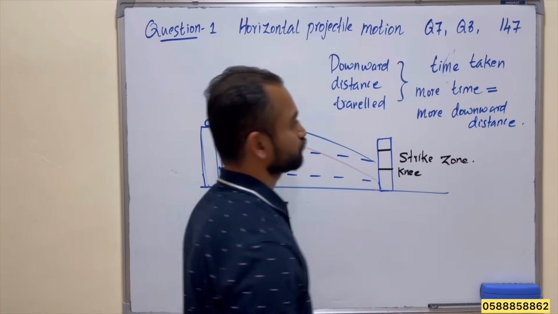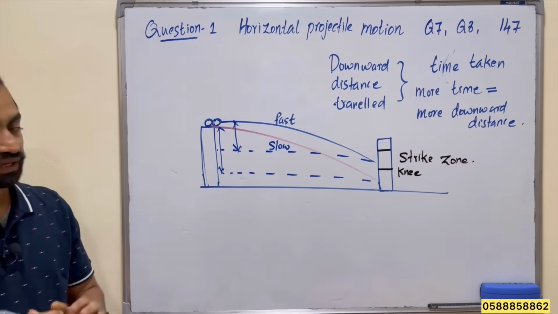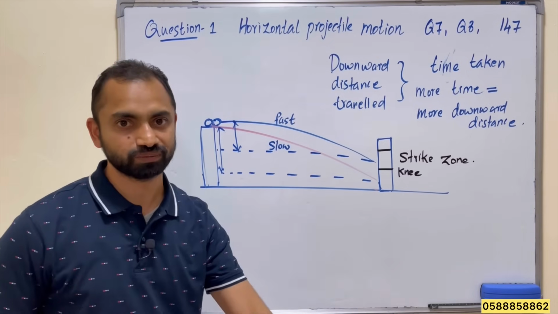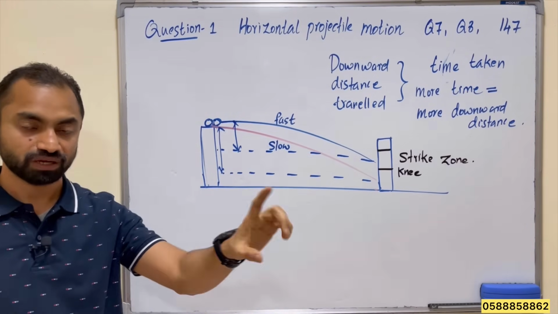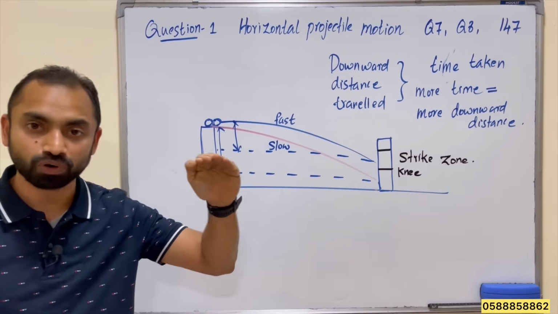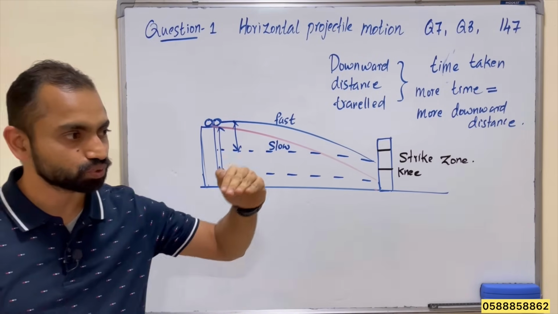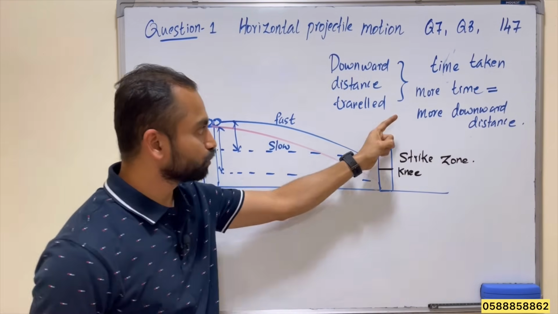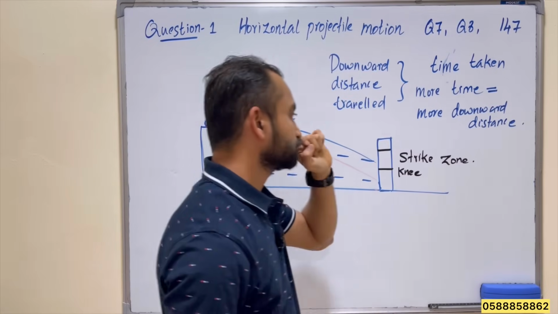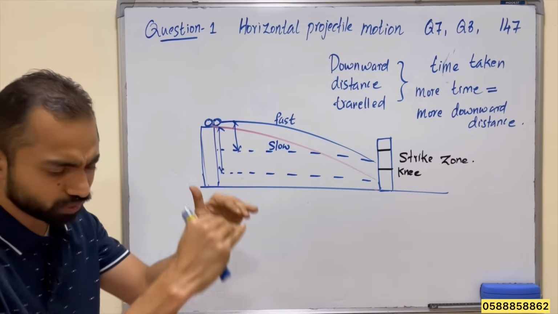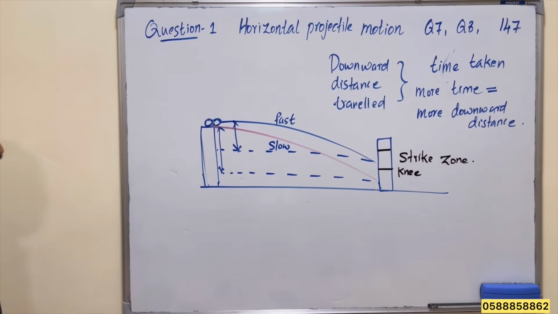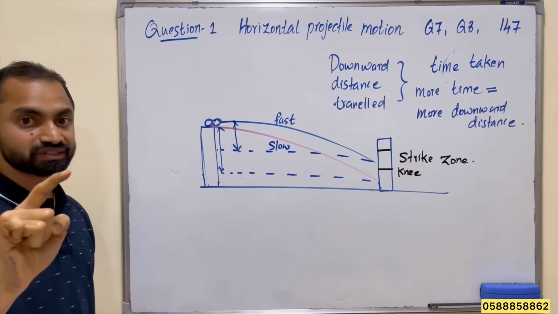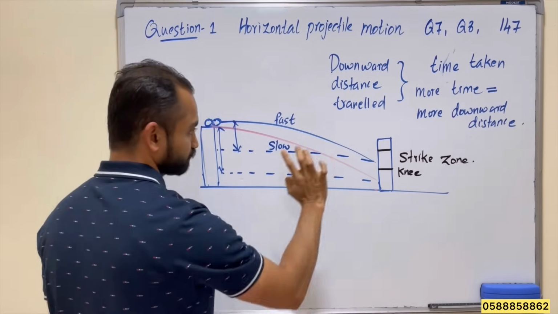Okay, so how will we connect this with the question? I gave 2 points, right? First one, the downward distance traveled by the ball depends on time. How does it depend on time? If it takes more time to reach the batter, it will travel more distance. So more time is equal to more distance in the downward direction, more vertical distance, everything is the same. So see, the ball you are throwing faster will take less time to reach the batter.